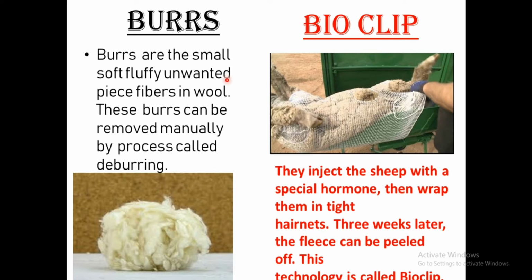Okay, and next one is Bioclip. Bioclip is a modern technology which was developed by scientists in Australia. For this process, they inject the sheep with a special type of hormone and then tie the sheep with tight hair nets. You see in the picture here, right? Very thin nets are tied over the sheep so that in a duration of 3 weeks, the fleece is peeled off easily. This technology is called Bioclip.